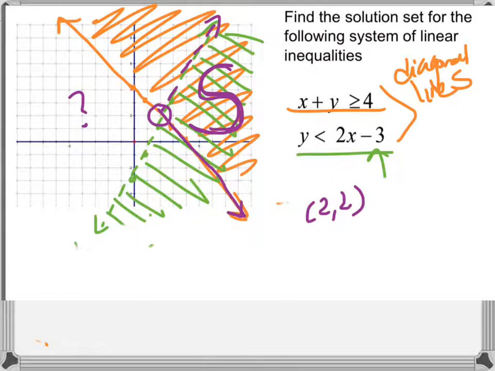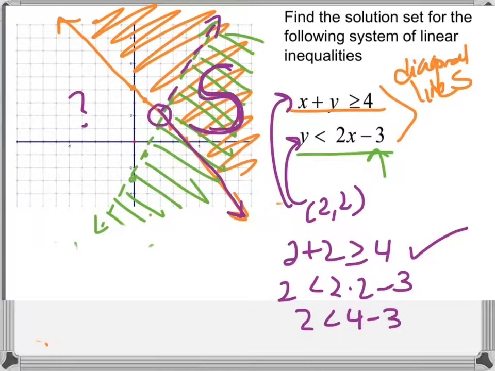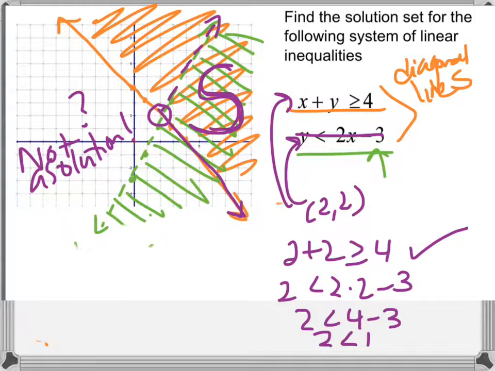So can I put it in the first one? 2 plus 2 is greater than or equal to 4. That's true. So let's put it in the second one. Is it true that 2 is less than 2 times 2 minus 3? So it's not true that 2 is less than 1. So it doesn't work here, so that point is not a solution to the system.